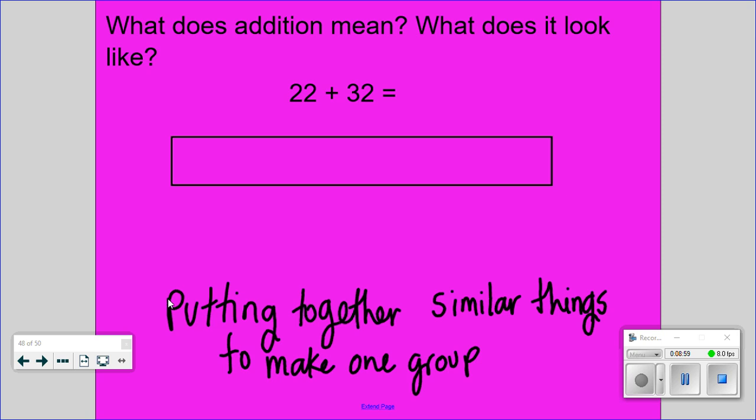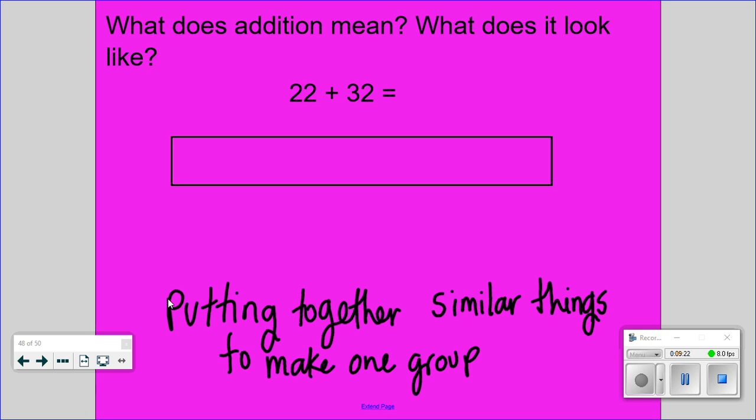Are they exactly the same? No. No, but they're similar. I'm counting basically the same thing. 2 students plus 3 students. I put them together to form one big group. That is addition. I've added them together. 2 plus 3 means to put them together, putting them together to form one group.